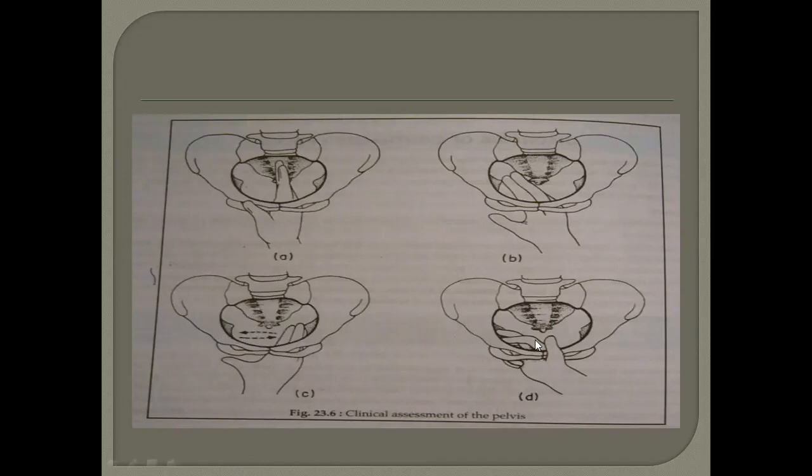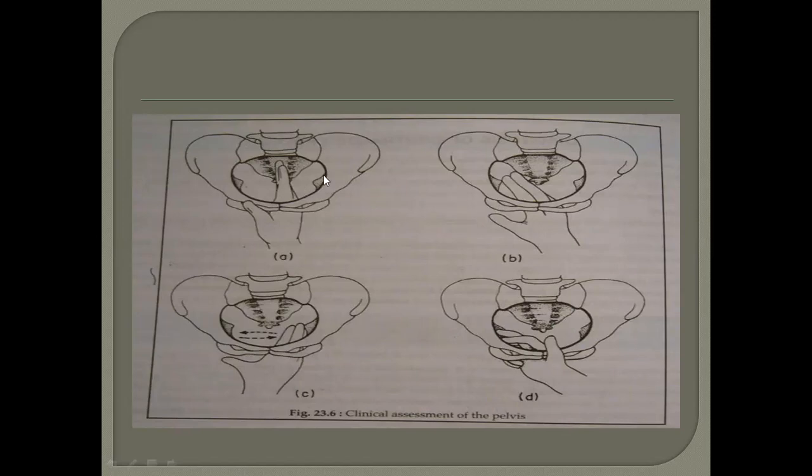Then another thing we are going to see in the clinical assessment of the pelvis is this part here. You can see what it is: the iliopectineal line. In the iliopectineal line we will see whether it is a normal pelvis or not. Through this we can find out whether it is android or gynecoid pelvis. To differentiate that, we are seeing this iliopectineal line, because the shape will be identified through the iliopectineal lines. Understood?